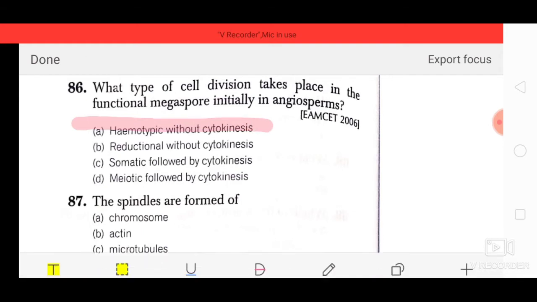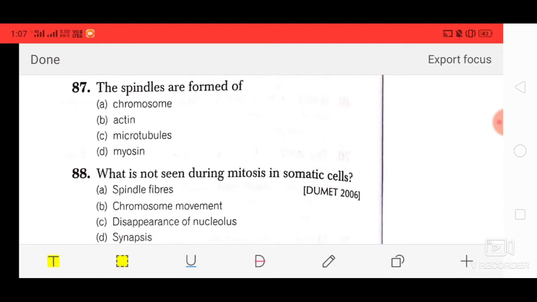Next question is the spindles are formed of option A is chromosome, B is actin, C is microtubule, and D is myosin. And the correct answer of this question is option number C, that is microtubules.